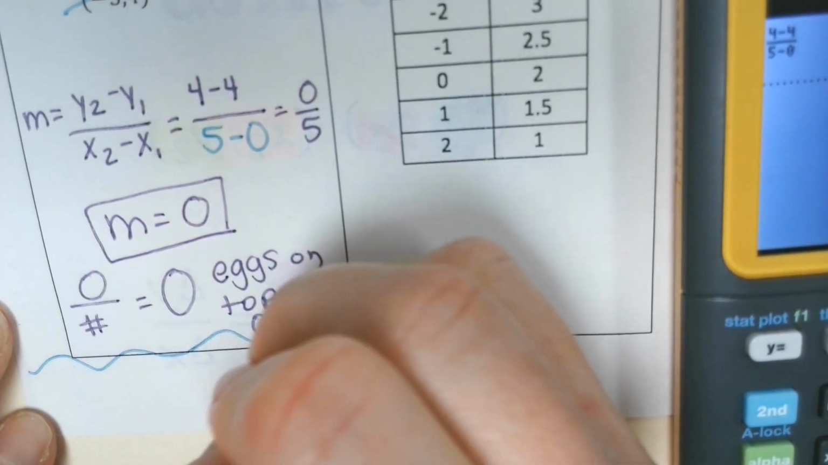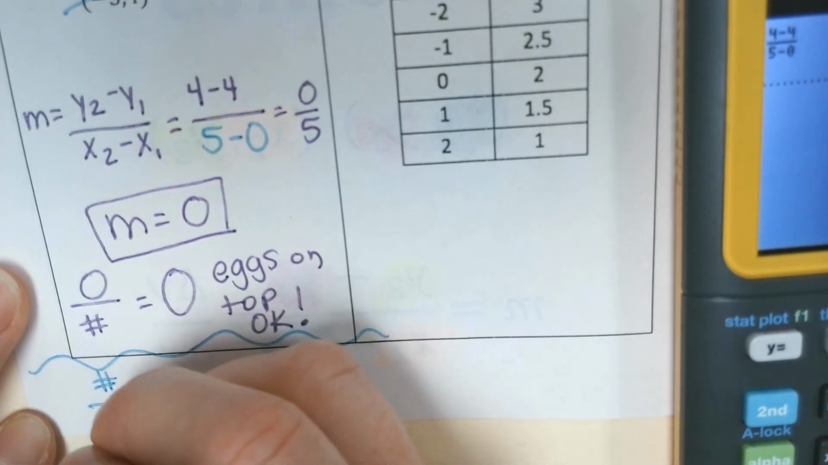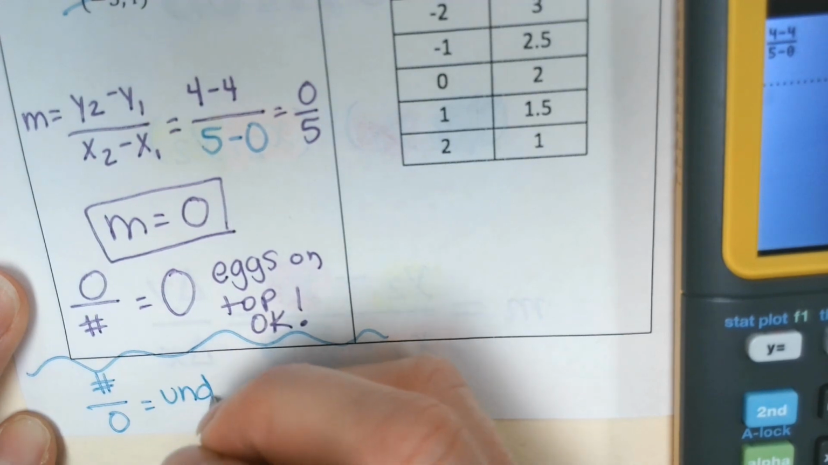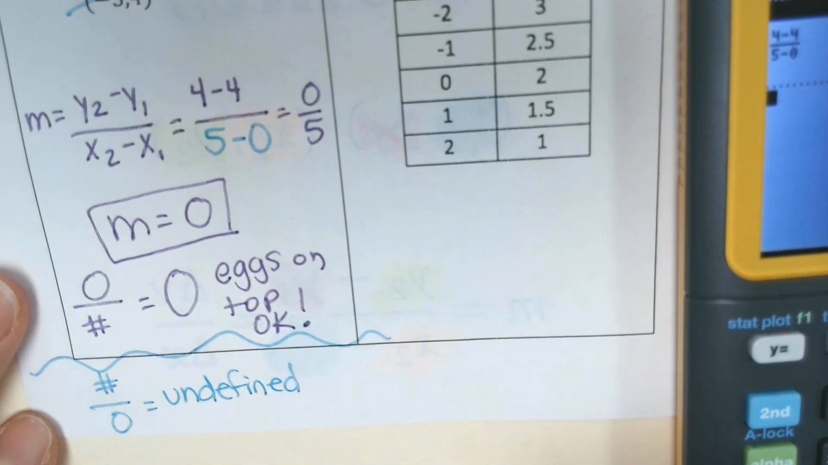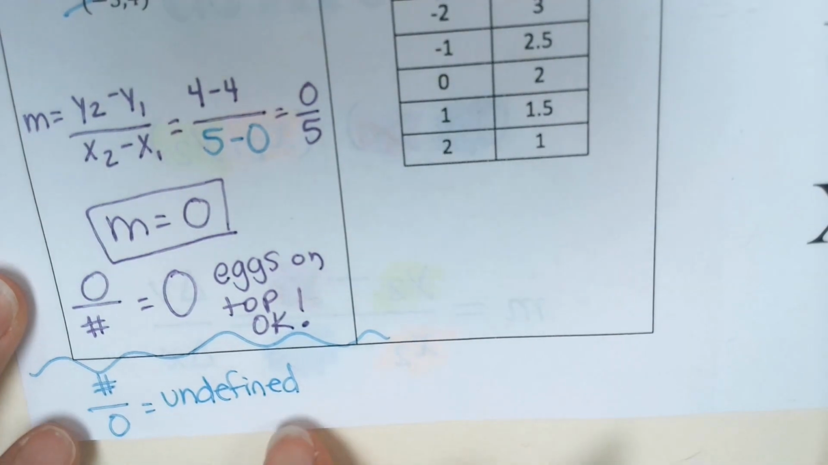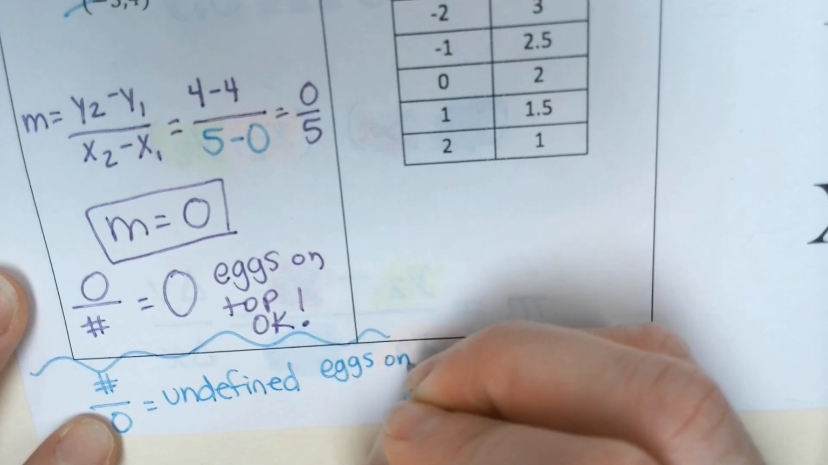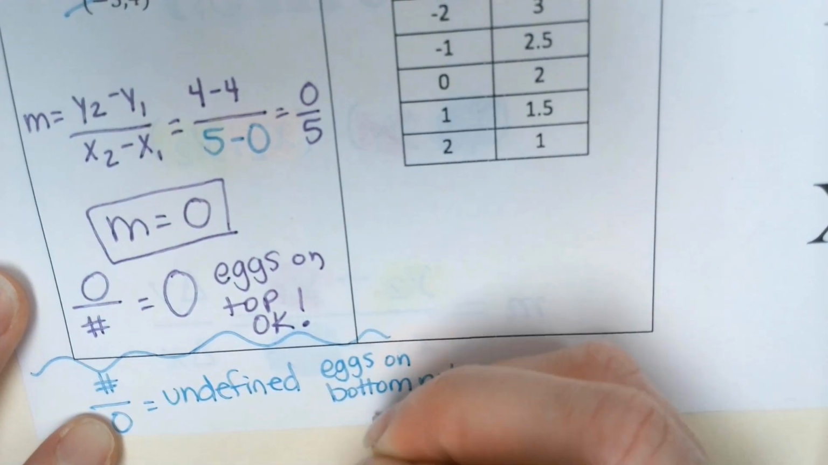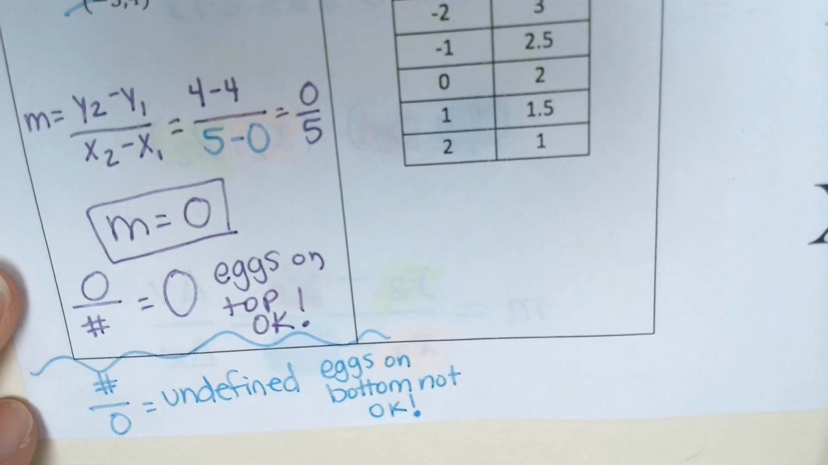Versus, I'm going to do just a side note here, versus a number over 0 is going to give us undefined. Remember, undefined is the worst word in math language. It's like saying a cuss word. So this is eggs on bottom, not okay. So since it's not okay, it's undefined.